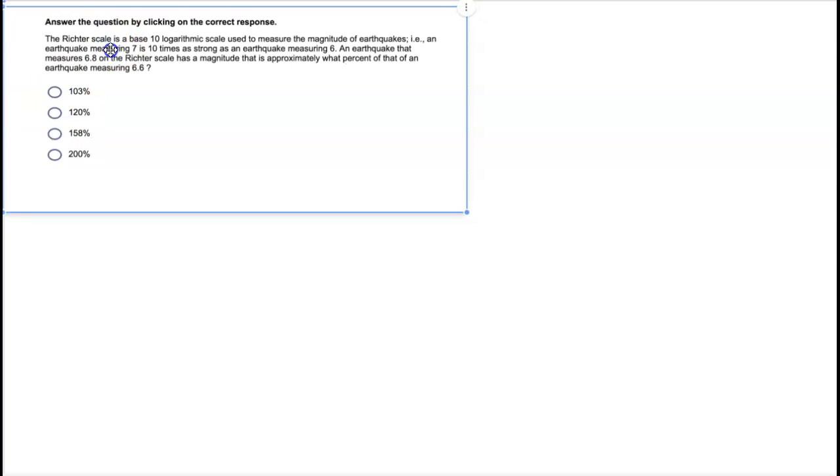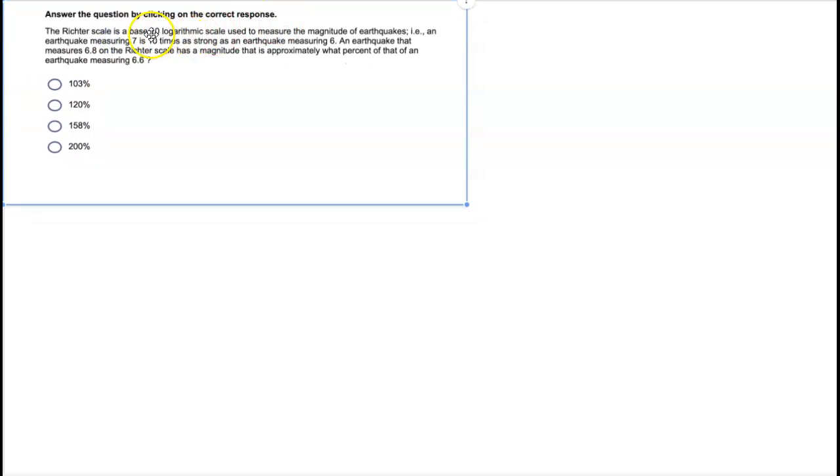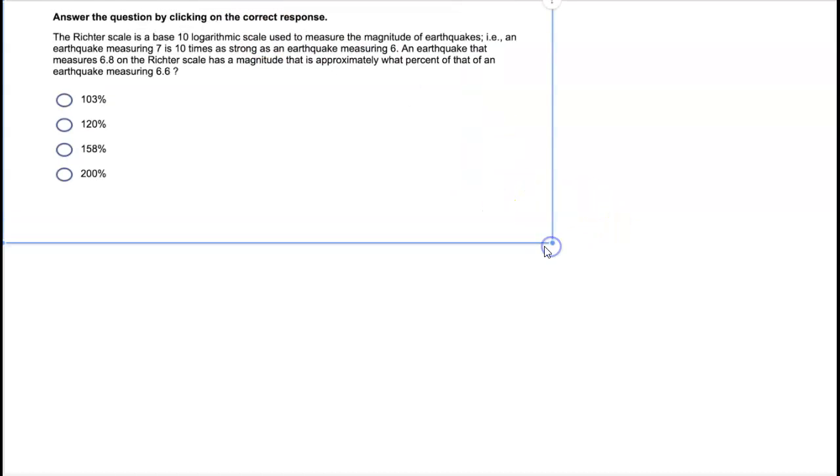For this problem, we're talking about the Richter scale. It's log base 10. That means if you are a full unit away, you are exactly 10 times more powerful. A full unit away, so plus 1, a difference of 1 means 10 to that power times stronger.